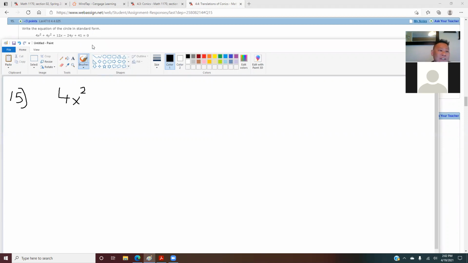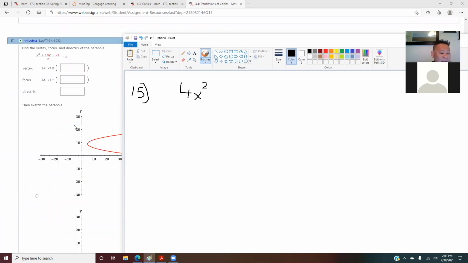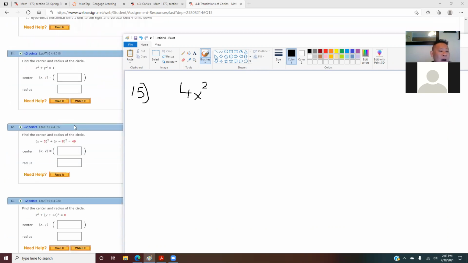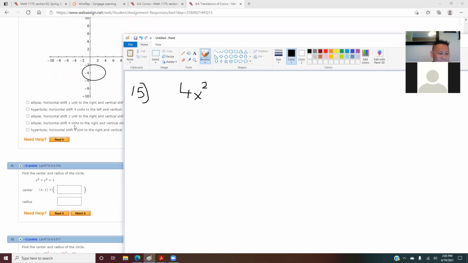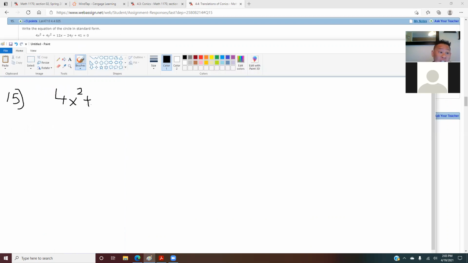And then after that, if it's a circle, you need to find the center and radius. If it's a parabola, you need to find the vertex, the focus point, and the directrix. And if it's an ellipse, you have to find the corresponding things like the vertices and your major and minor axes. This is mostly what you get in my final. I just give you an equation like this, and you have to figure out what kind of conic section you have.